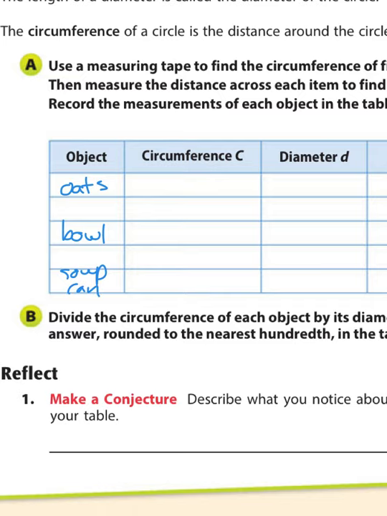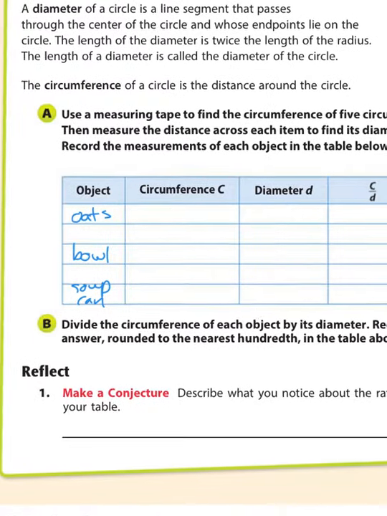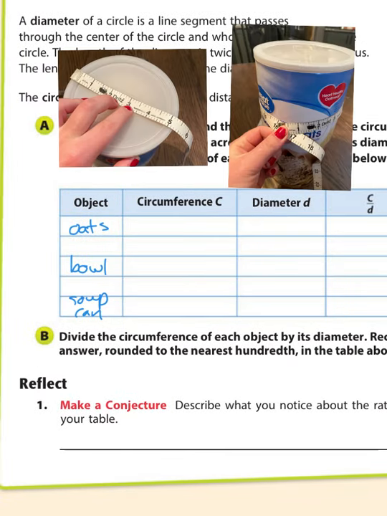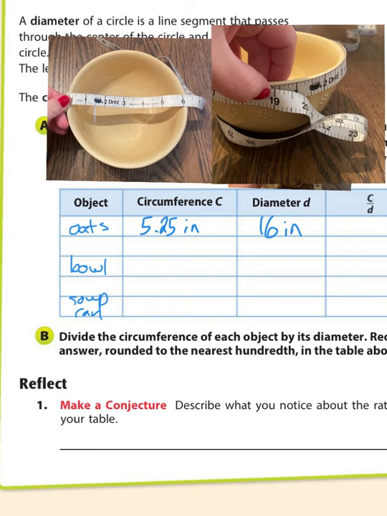All right, and next I'm gonna insert some images so that you can see that I actually measured them. All right, there's the oats can. Notice it's about 5 1/4 inches across. And then when I measured the distance around, it was almost exactly 16 inches. All right, next is the bowl. It was almost exactly 6 inches across, and then about 18 1/2, maybe 19 inches around. We'll say 19.